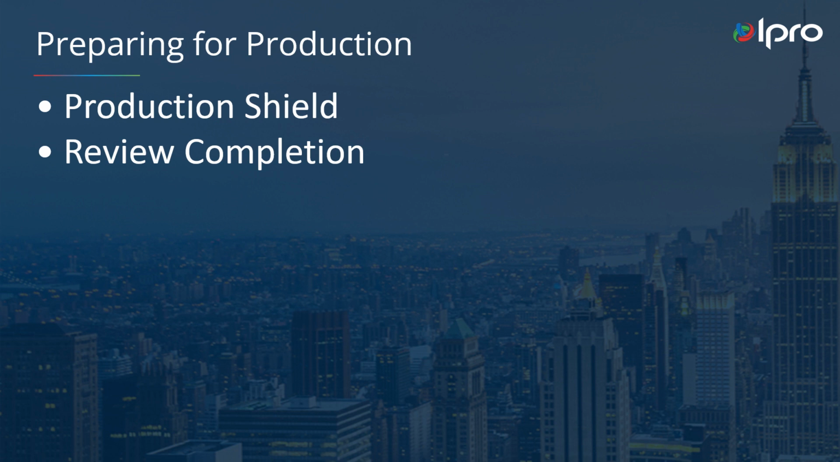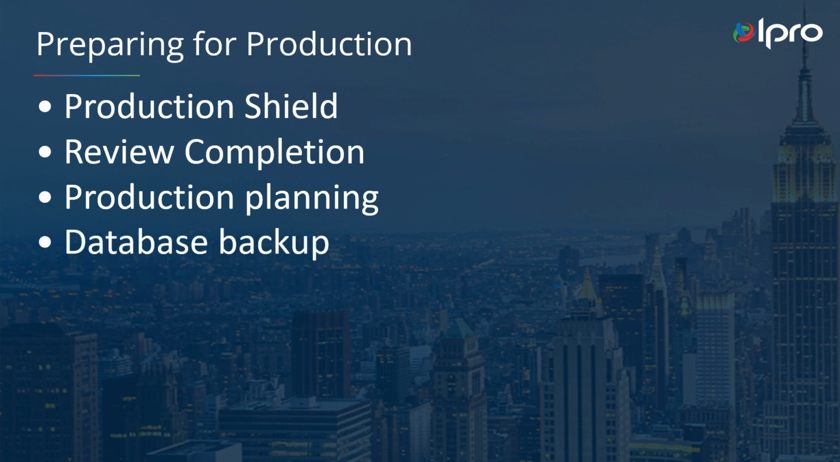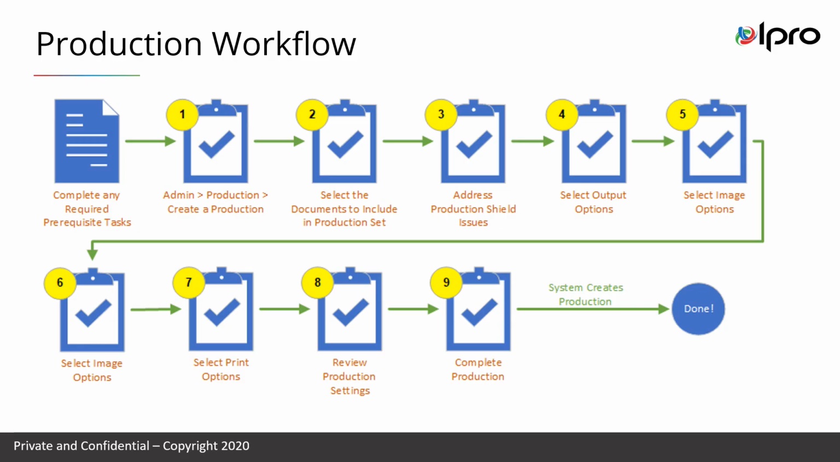Production planning. Identify which documents are to be produced, whether it is an entire case, a subset, or specific documents. Determine what types of files should be produced. If a production template exists in your case that matches some or all of the production settings needed, identify the template to be used. Database backup. Before running a production, it is recommended that you back up your database to preserve a snapshot of the production. Review this chart, which includes a workflow related to navigating the production process.